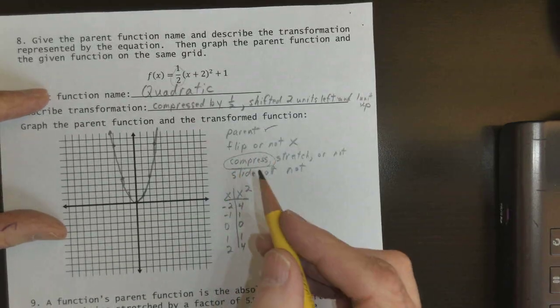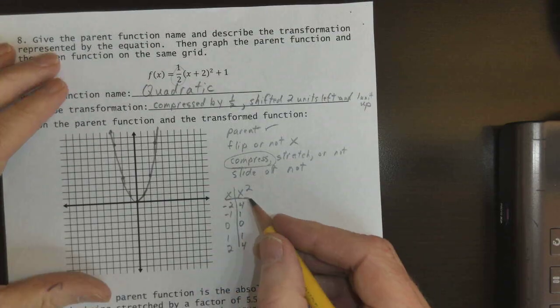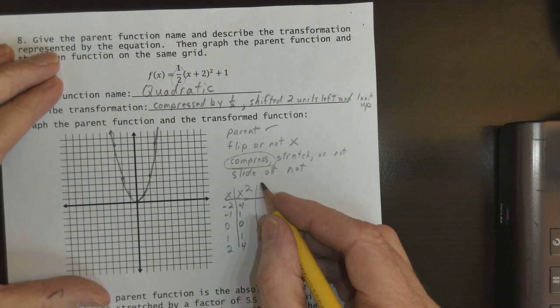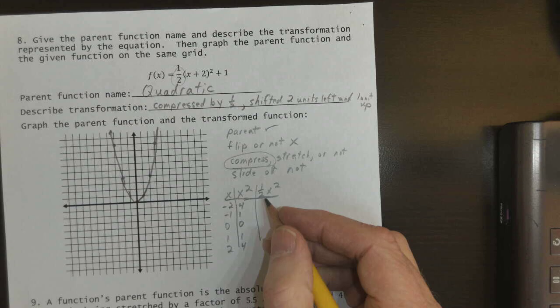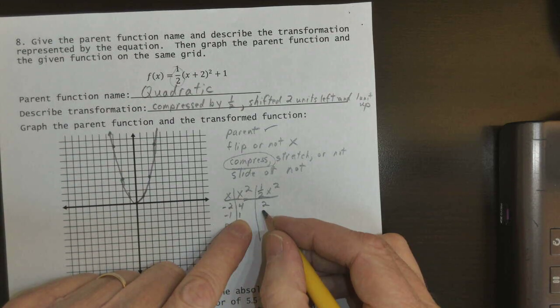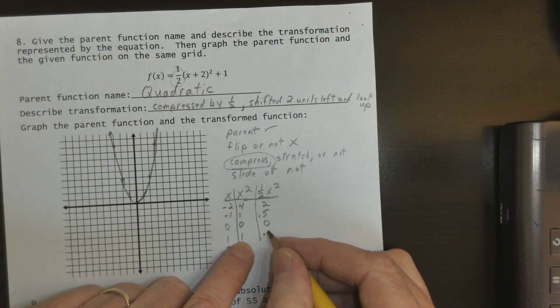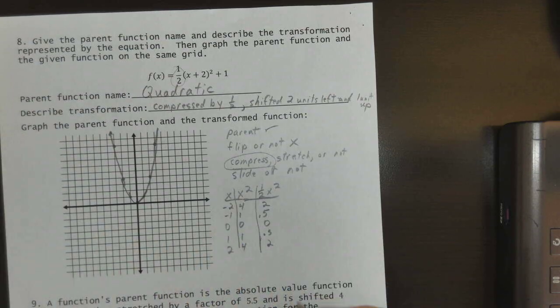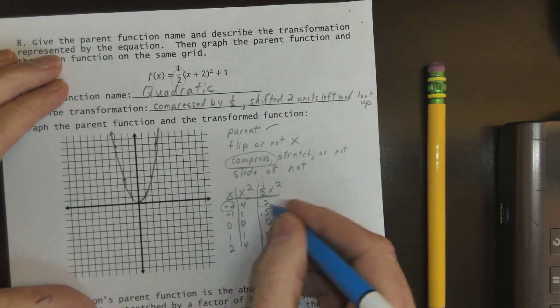Compress. Yes, we will compress by a factor of a half, which means, I'm just going to do it right here, 1/2 x squared. Half of 4 is 2. Half of 1 is 0.5. Half of 0 is 0. Half, that's 0.5, and that's 2. I'm going to do that in green. So I'm going to graph like -2, 2.